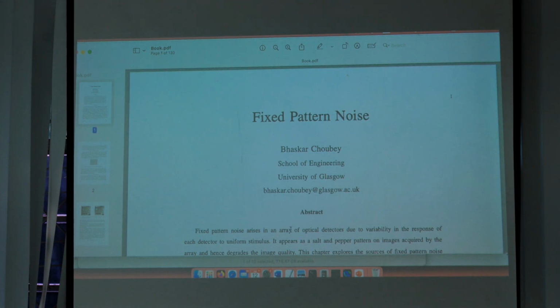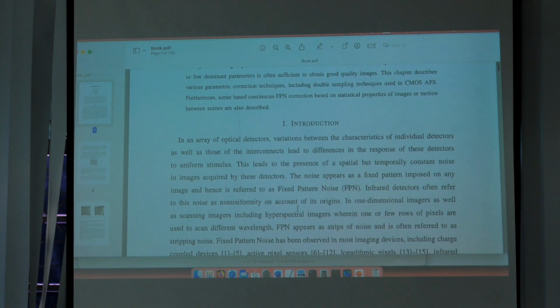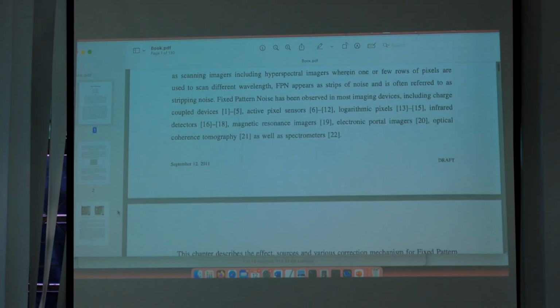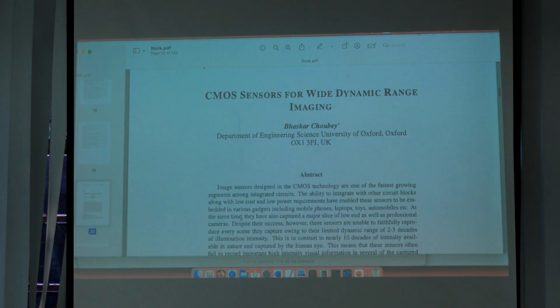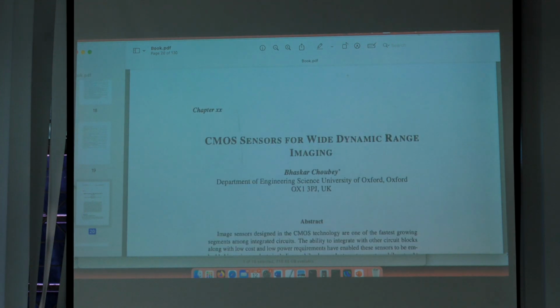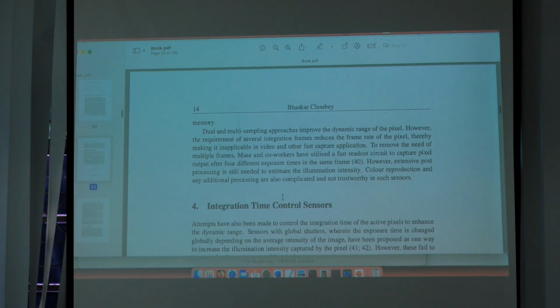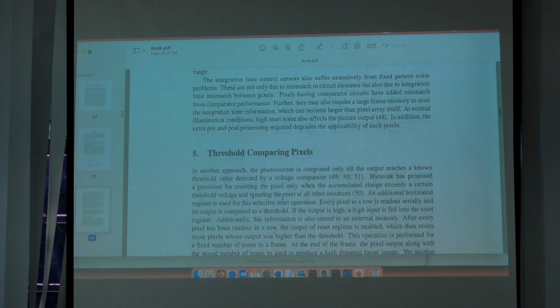The fixed pattern noise is my article in the Encyclopedia of Optical Engineering, and then there is another book chapter on CMOS sensors for wide dynamic range imaging. I will also put another book chapter which we wrote on advances in digital imaging. It covers the whole theory which we have discussed in more detail, in case you are interested in further studying.